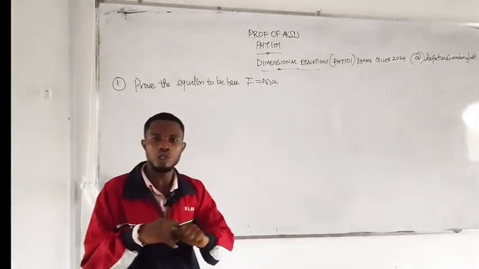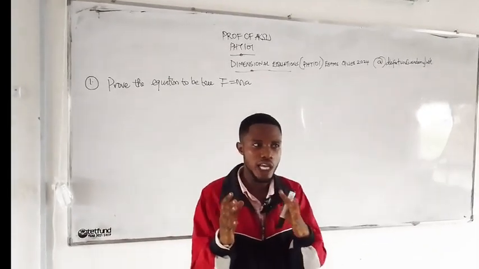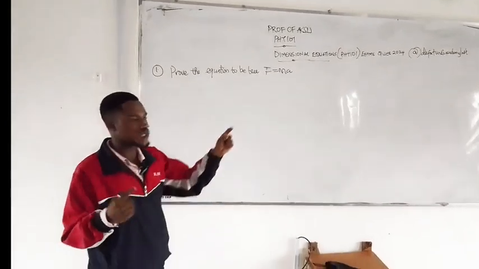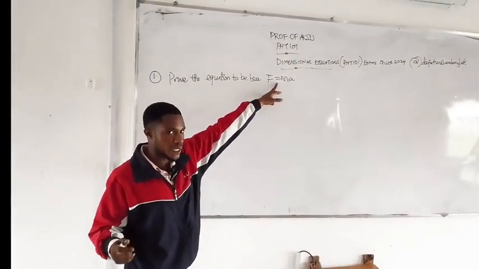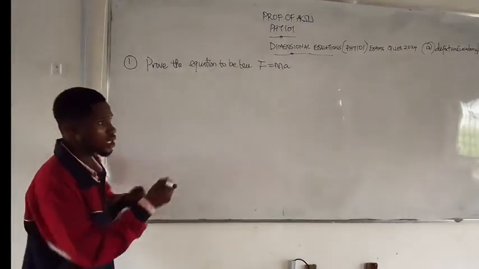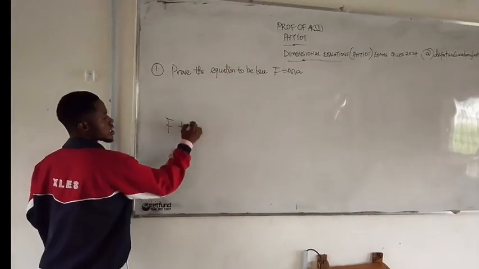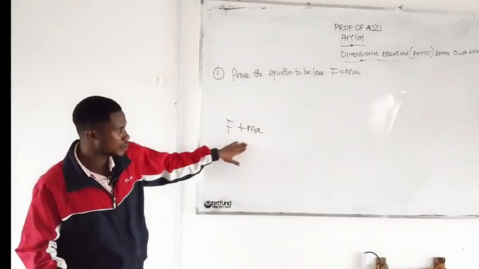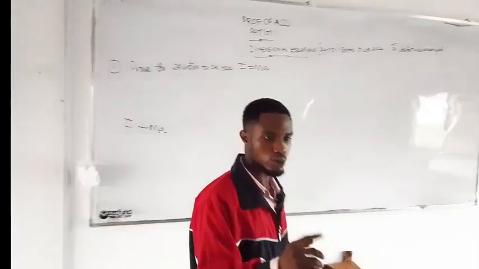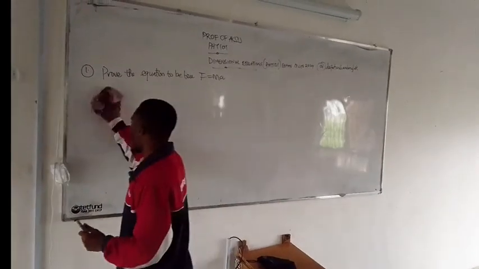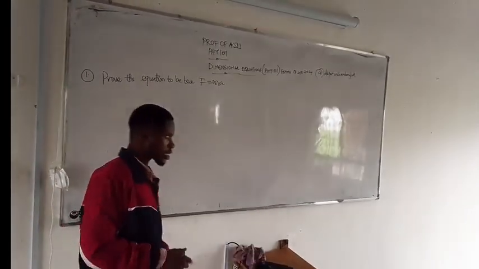Now, first thing I need you to know is that there's a difference between an equation and an expression. An equation is when there's a presence of an equality sign. An expression is when there's an absence of an equality sign. So if I gave you something like this, this is not an equation. This is called an expression. That's one thing I need you to know. So we are given this equation and we are asked to prove that this equation is correct.